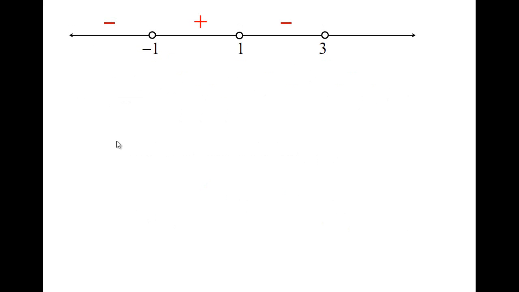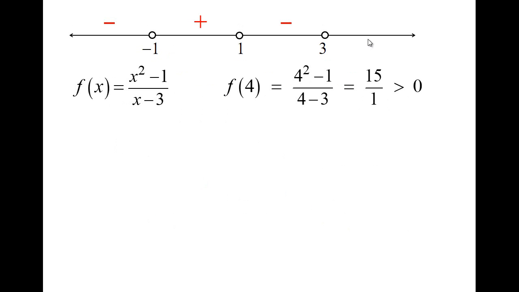Lastly, we take the point 4 in the last interval here, and if we plug in, we get positive again. So if I plug in 4, I get 4 squared minus 1 over 4 minus 3. That's 15 over 1, which is positive. So we see that f of x is positive on the interval from 3 to infinity.